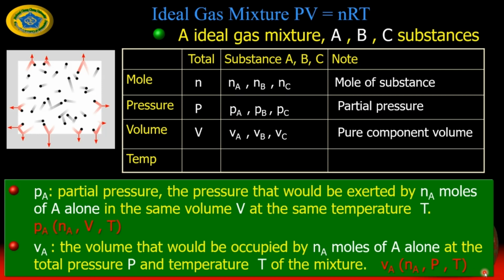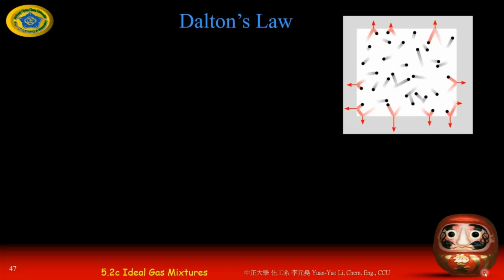How about temperature? Temperature is T, as I just told you. Temperature is an index representing the average kinetic energy of all the molecules in the container. So there's no small letter t for species A, and no small letter t for species B, something like this.